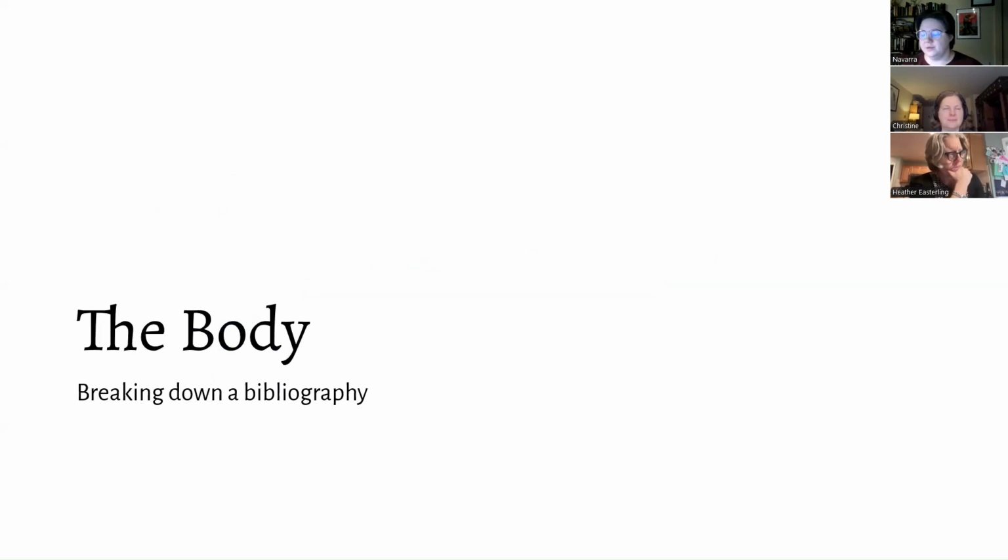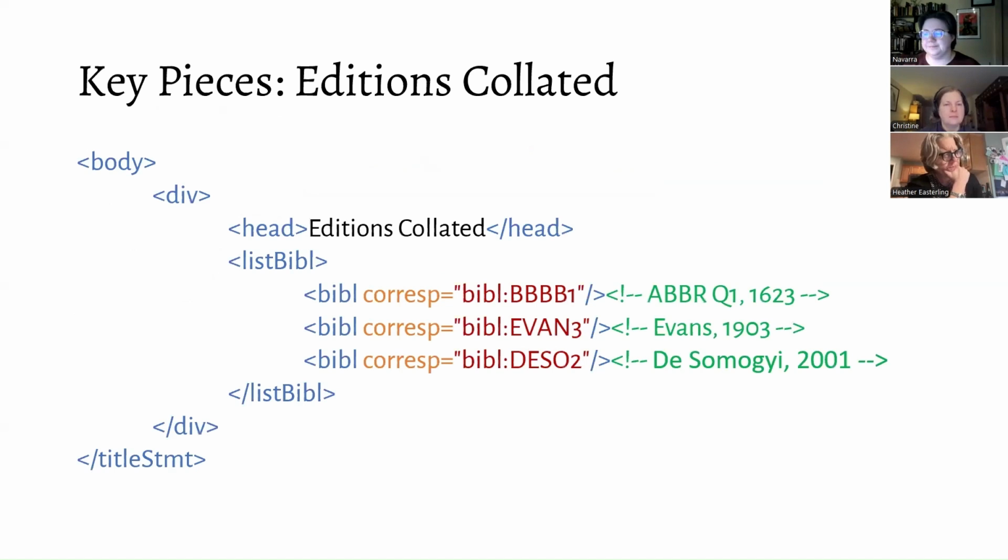Once you're done with your TEI header, you get to the body of the file, and that's in the body element. Let's look at how to encode that now. Again, there are a couple of key pieces here, and I've split them up into our divs. Your bibliography will probably have at least two div elements.